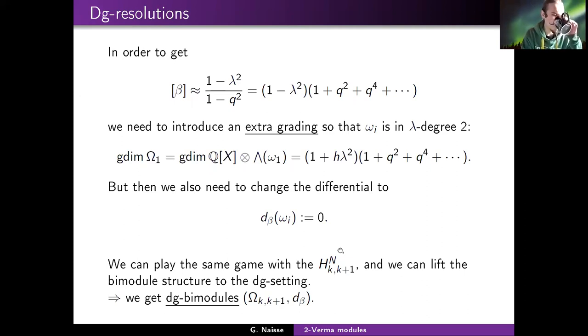So you can also resolve somehow the cohomology of the iterated flag in C^N as a module over the cohomology of the iterated flag in C^infinity. And then you can lift the bimodule structure to the DG setting. And so this will turn your omega k, k plus one, coming from this H k, k plus one, into a DG bimodule over the omega k and omega k plus one.